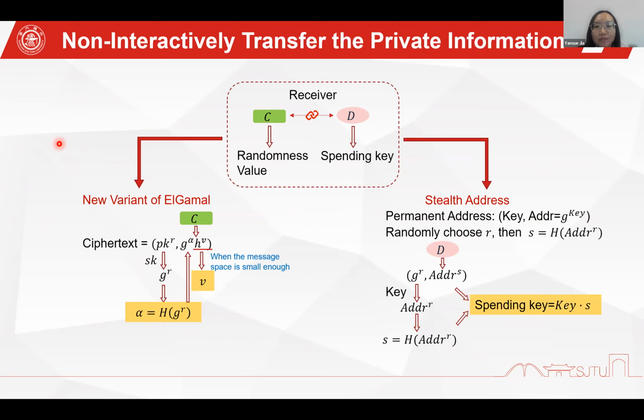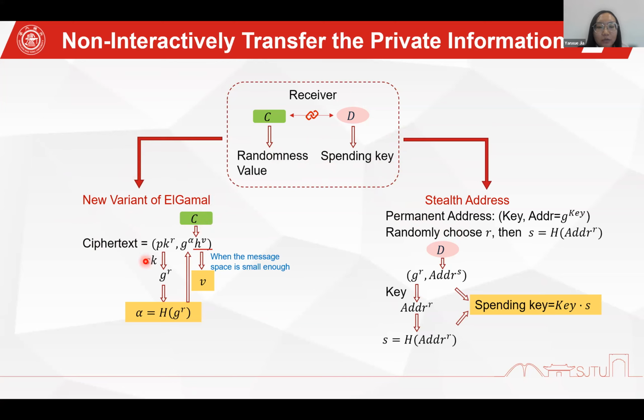Because the sender generates the transaction alone, the receiver needs to obtain the private information such that the receiver can spend these output coins later. More specifically, the receiver needs to obtain the randomness, the value, and the spending key. As for the spending key, we directly use the stealth address such that the receiver can use the permanent secret key to recover the one-time spending key. As for the randomness and value, we propose a new variant of ElGamal.